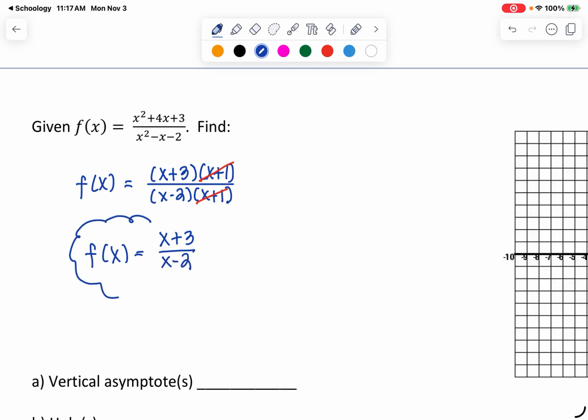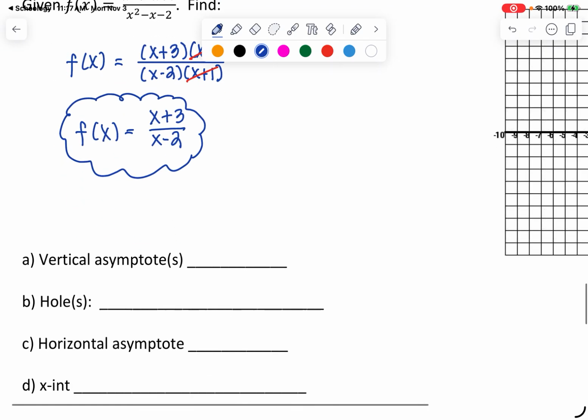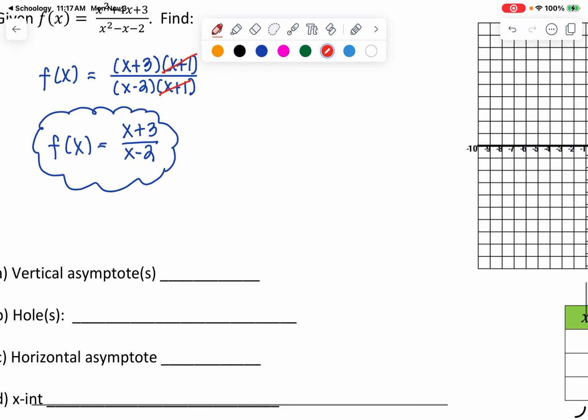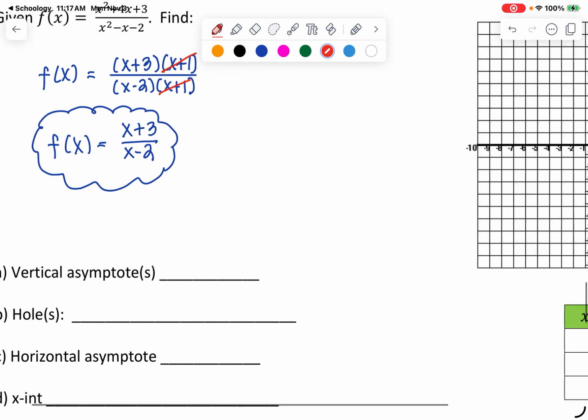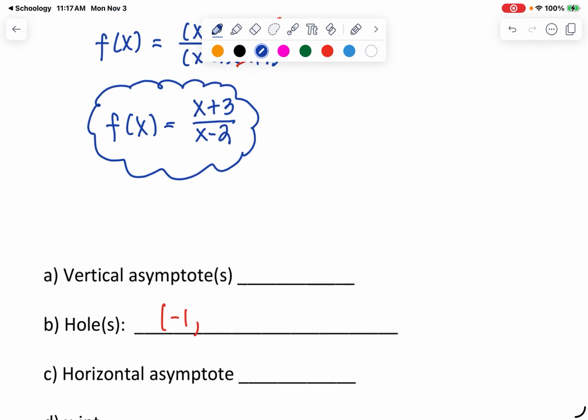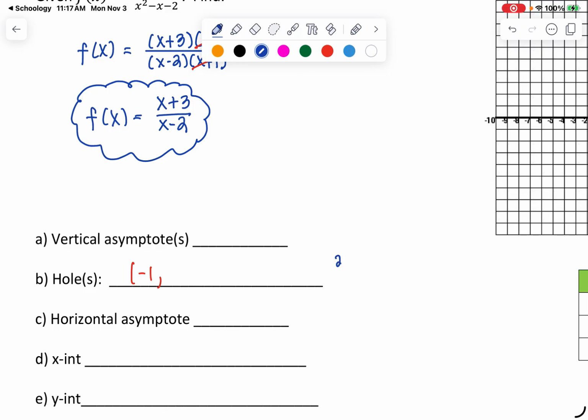This is what I'm using to get everything after I get that x value of the hole. So the x value of the hole is at negative 1, comma, and then plug negative 1 into that function right there. I get a 2 in the numerator, and I get a negative 3 in the denominator. So I have negative 2/3.